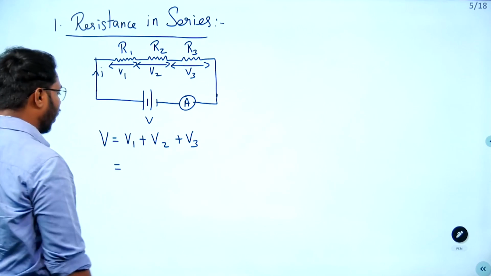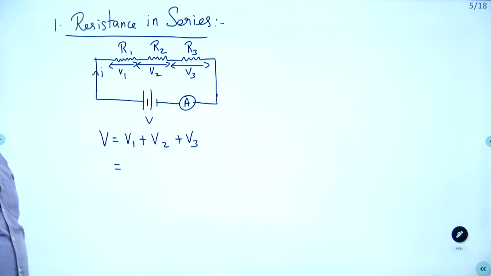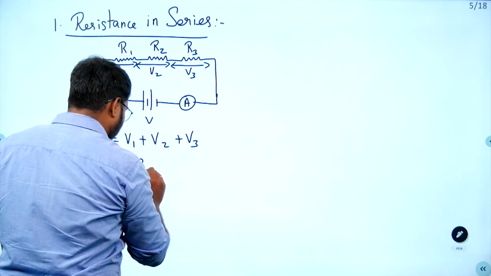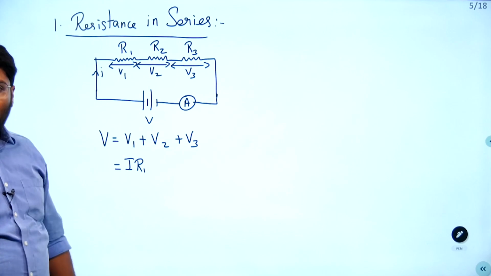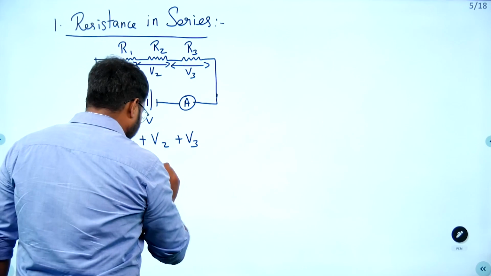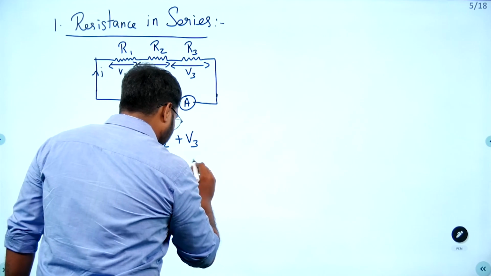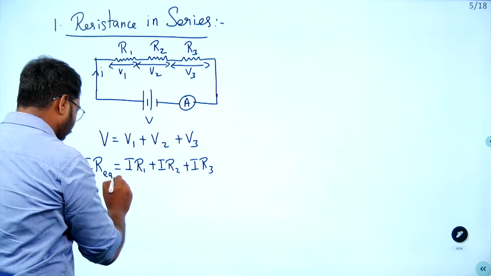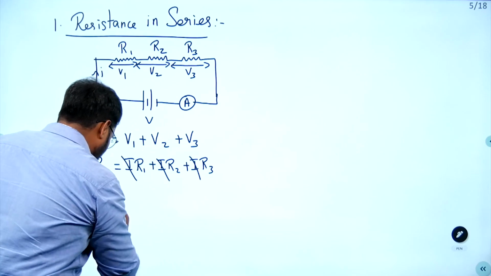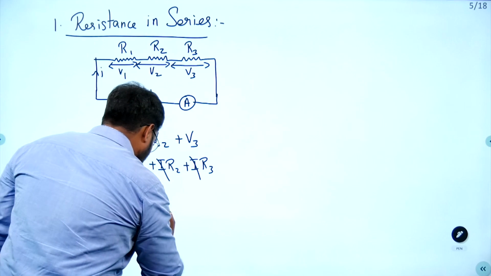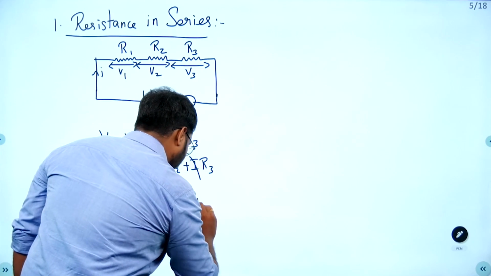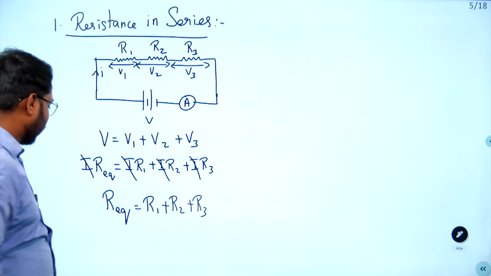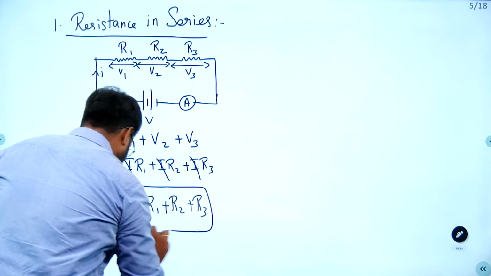So, now I will slowly rewrite them from Ohm's law, where V is equal to I into R. So, V1 is nothing but I times R1, because current through all these three resistors is same, plus I times R2 plus I times R3. On the left side I will have I times R equivalent. So, all the I's will go down and R equivalent is nothing but R1 plus R2 plus R3. So, this is the equivalent resistance for this particular combination.